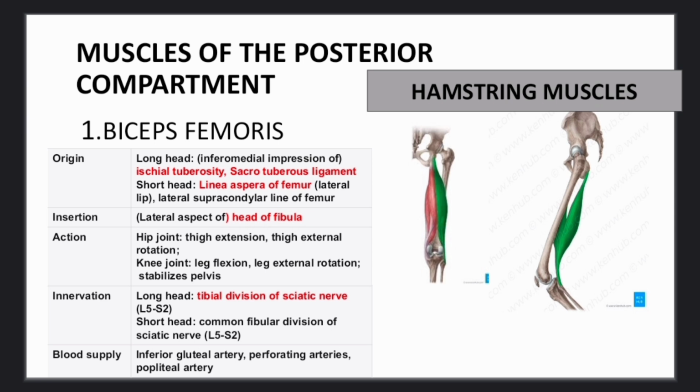Innervation: the long head is innervated by the tibial division of the sciatic nerve, and the short head is innervated by the common fibular division of the sciatic nerve. Blood supply is mainly from the inferior gluteal artery. So remember, the biceps femoris is the only hamstring muscle with two heads and different nerve supplies for each head.